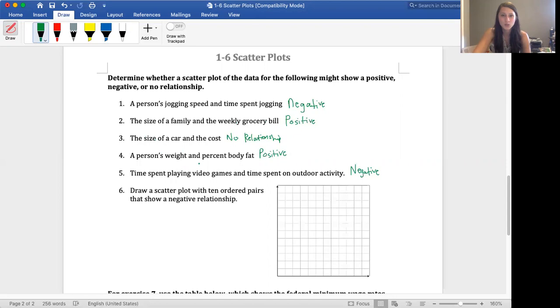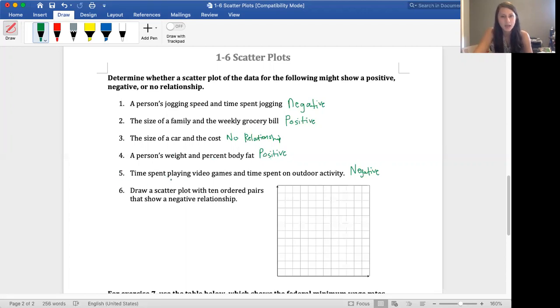Number 4, a person's weight and percent body fat. So as your weight is higher, usually it tends to mean that you have more percent body fat. It could be due to other reasons. Maybe someone's tall and so they have a higher weight, but they are still lean. So some of it does depend on circumstance, but generally speaking, it's positive.